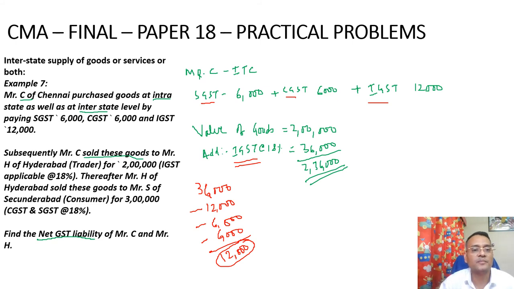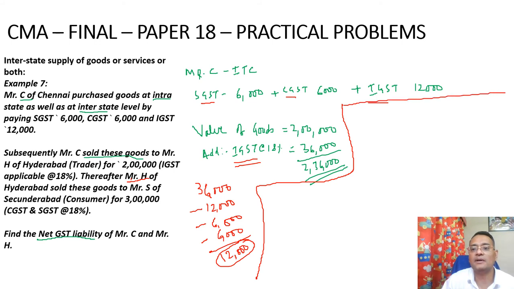Okay, so this is the first case. Now thereafter Mr. H of Hyderabad sold these goods to Mr. S of Secunderabad, for rupees 3 lakh, where CGST and SGST will be applicable because this is a within state or intrastate transaction. So now value of goods is 3 lakh, CGST and SGST total is 18%.